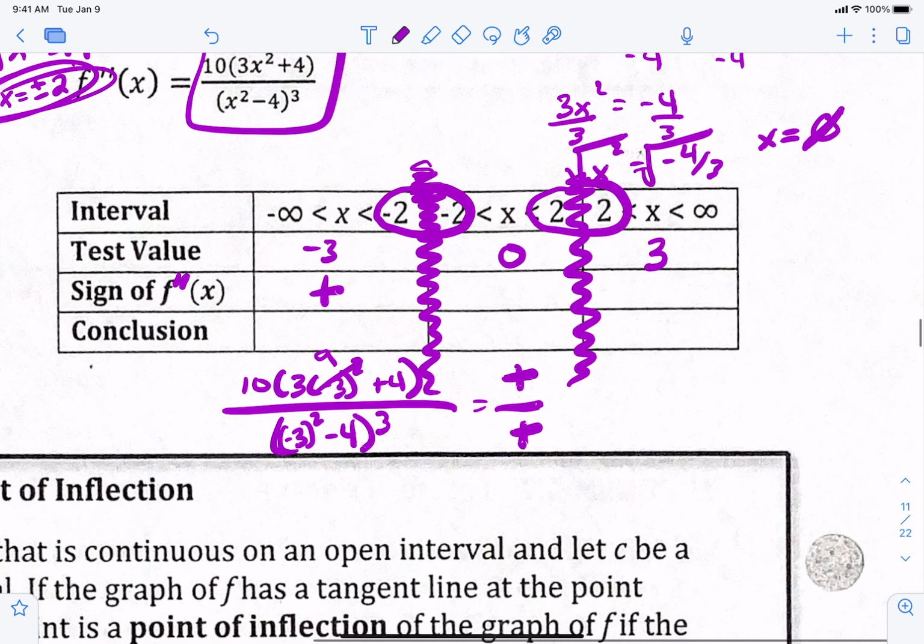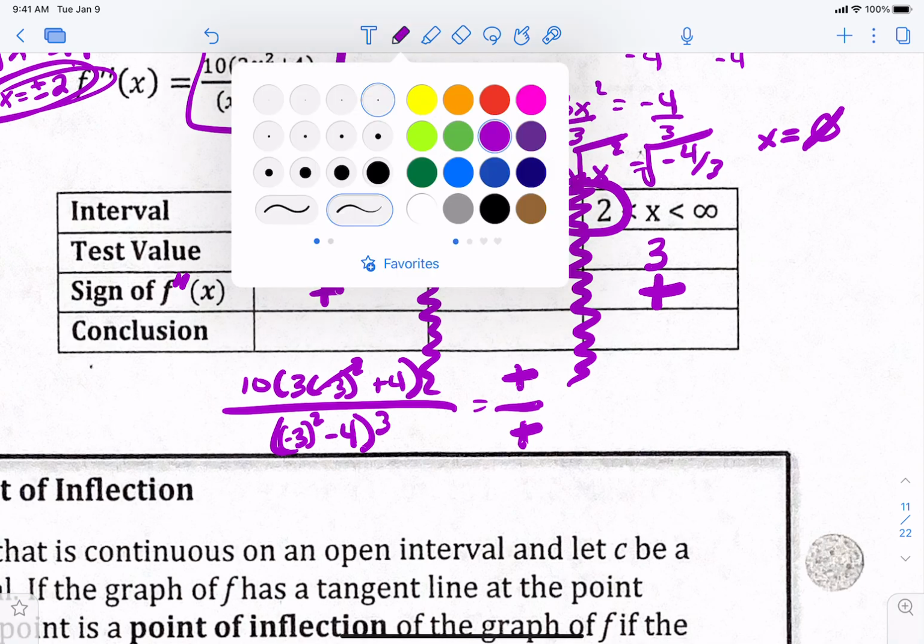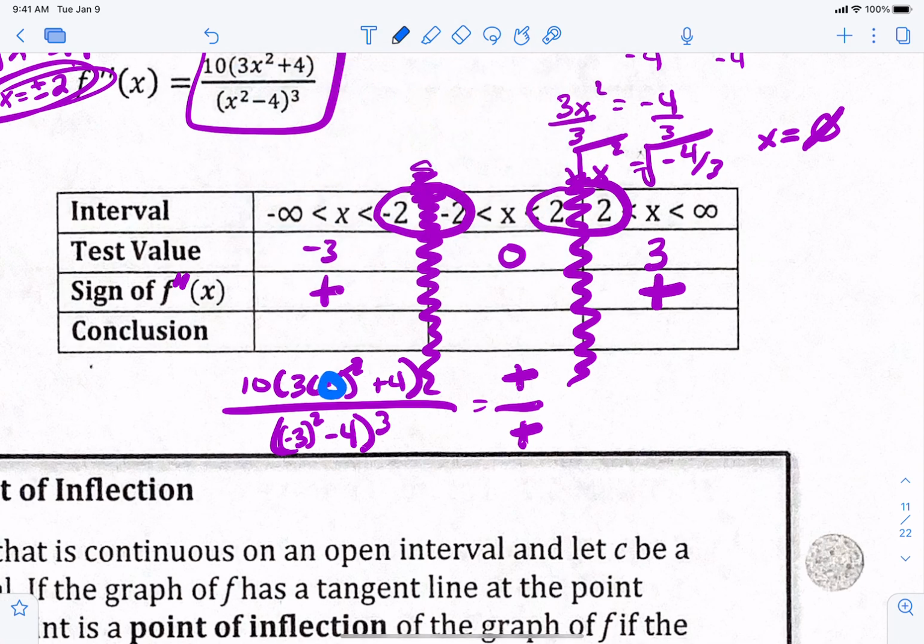If I plug 0 in, let's go ahead and do 3. Well, 3 will be the same as -3, because when you square it, it's going to be the same value. If I plug 0 in, the top is still positive. But on the bottom, 0 minus 4 is negative, and negative to the third power keeps it negative. So I have a positive number divided by a negative number, so it's negative.